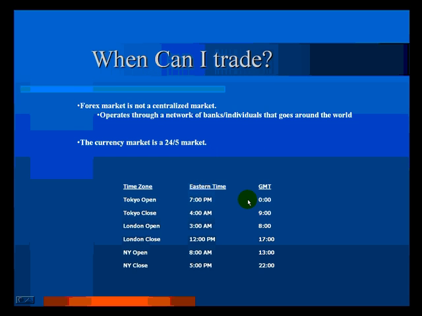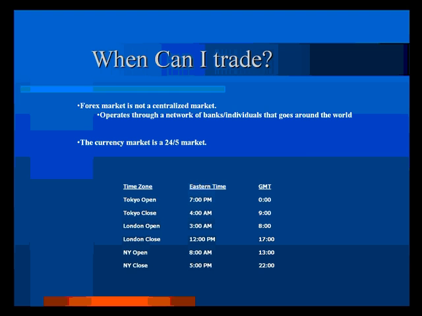Okay, so when can you trade the Forex market? The Forex market is different than all the other markets in the world because it's not a centralized market. To give you an idea, the stock exchange is a centralized market. That means it opens and closes at the same time each day, and all participants go through one specific place. Whereas with the Forex market, there's no one specific place to trade. Instead, there's a network of banks and individuals around the world that people can trade with. So, for this reason, the market's actually open all the time.